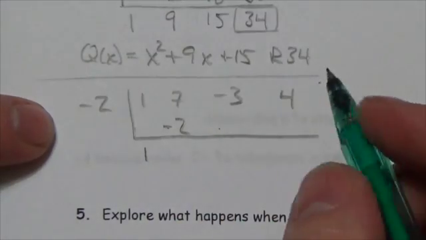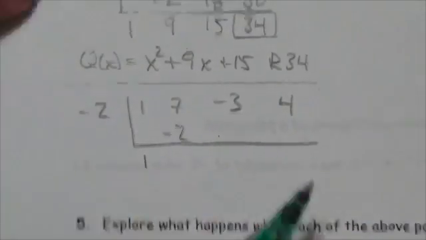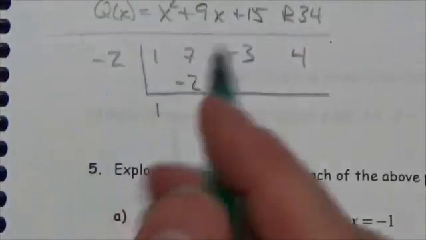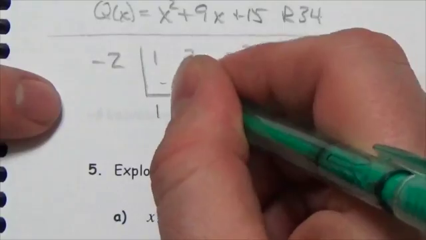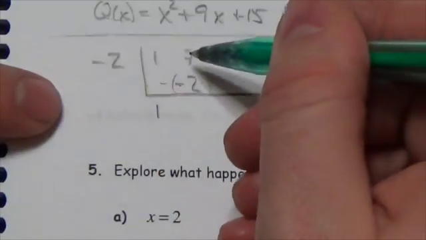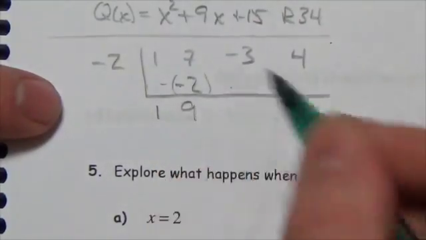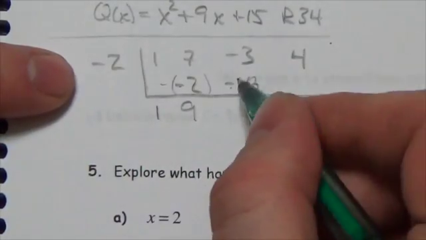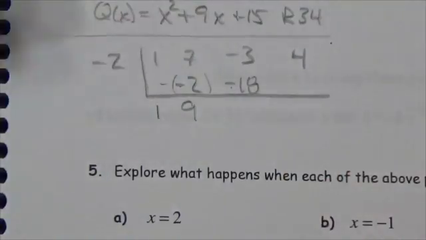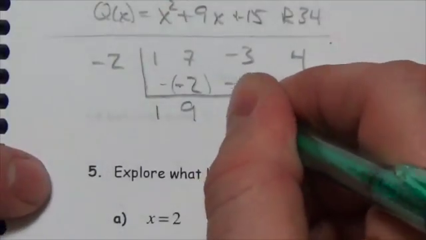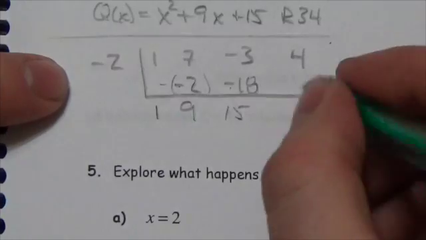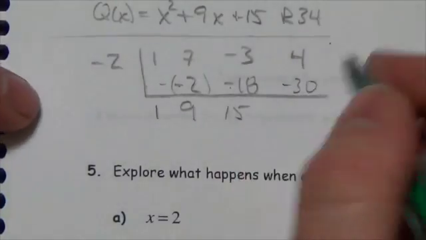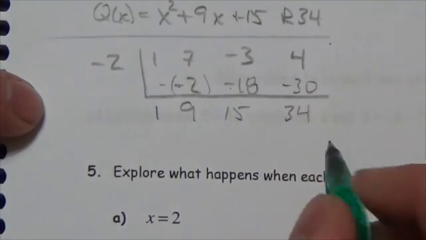But in this case, because I carried the same number through that I'm seeing here, I see x minus 2 and I put a negative 2 here, this time the operation is subtraction. So 7 minus negative 2 is 9. Multiply by negative 2, we get negative 18. Negative 3 minus negative 18 is going to be 15. Negative 2 times 15 is negative 30. 4 minus negative 30 will be 34.